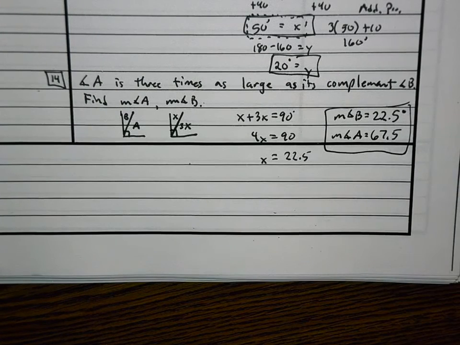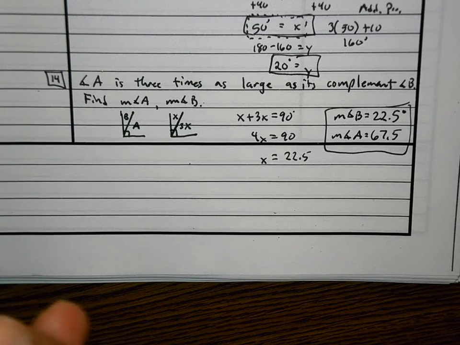The hardest part of number 14 was reading it and writing the equation based off of what picture we drew. Use your key words. Complementary adds to 90. Supplementary adds to 180. We wrote both of those down. Anything else I really want to highlight? No. Let's end our notes right there.